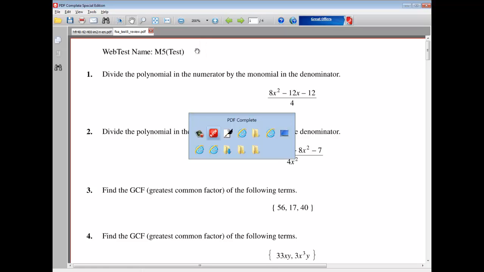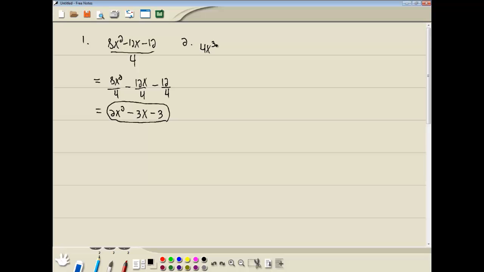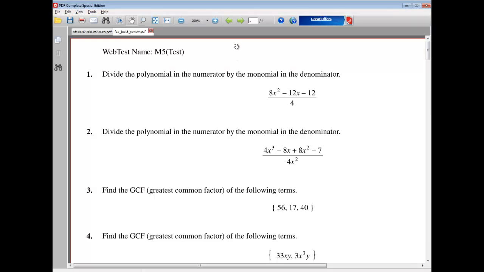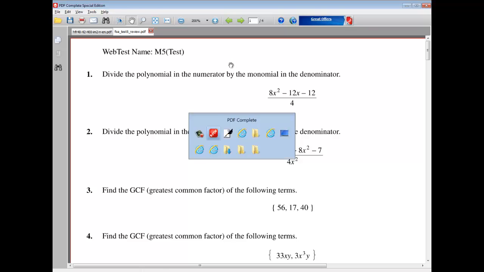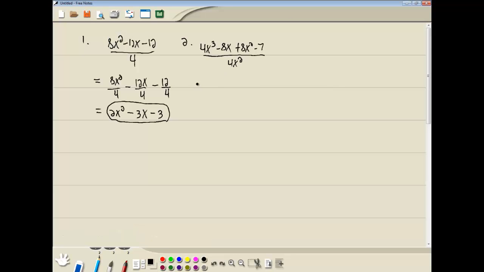Our second problem, we got 4x to the third minus 8x plus 8x squared minus 7 all over 4x squared. Now notice we have a single term down in the denominator. So we're going to put each term over that. So we'll put the 4x to the third over the 4x squared minus 8x over the 4x squared plus 8x squared over the 4x squared minus 7 over the 4x squared.